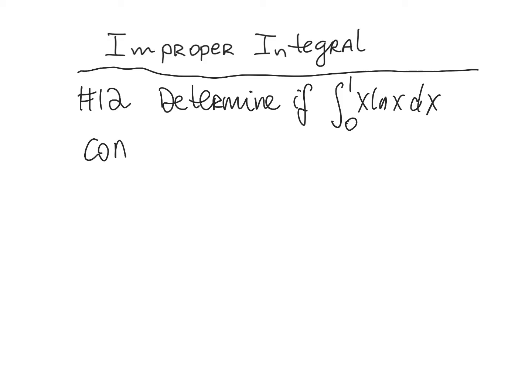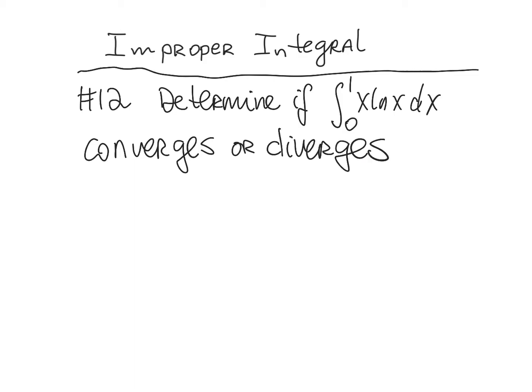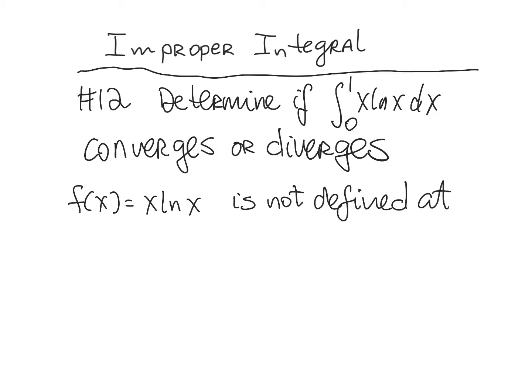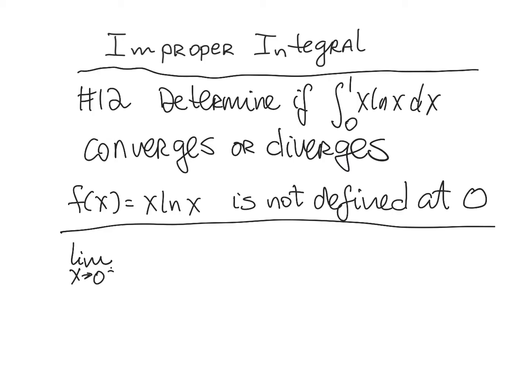First we note that the reason this is an improper integral is that the function f of x equals x natural log of x is undefined at 0. So first we want to graph this function to see what the integral represents. We need to take the limit as x approaches 0 from the right of x ln of x.